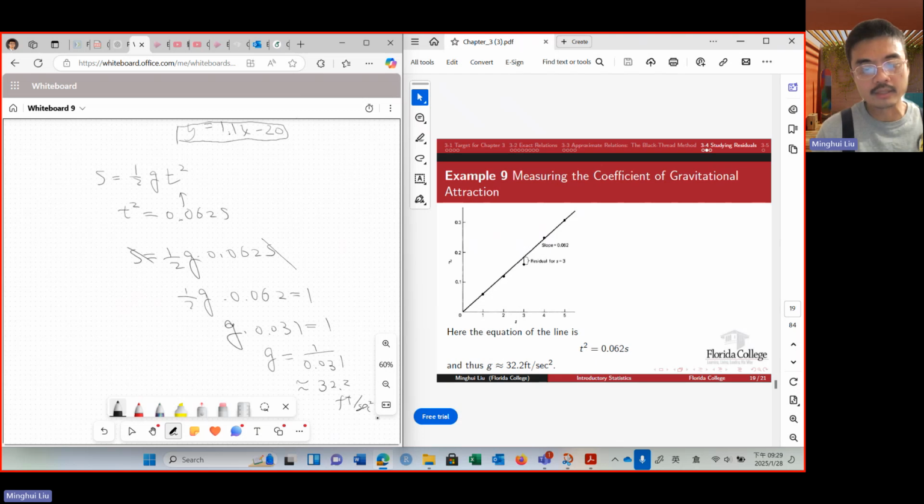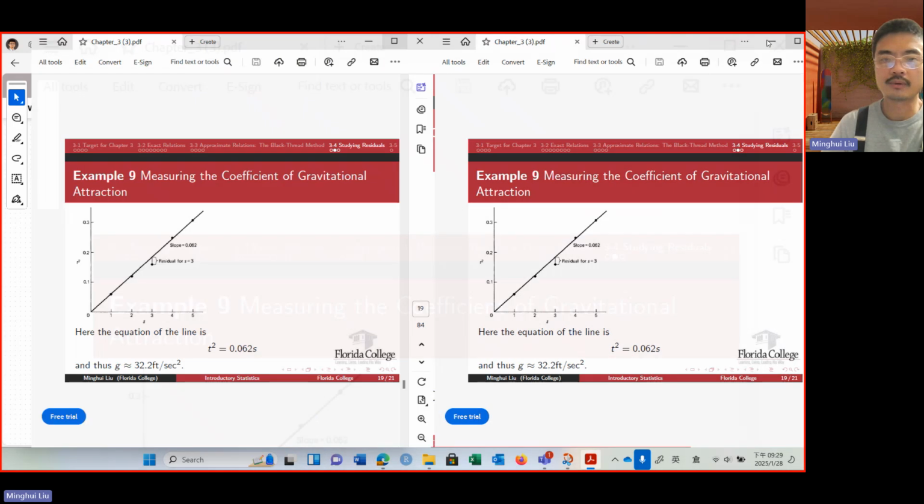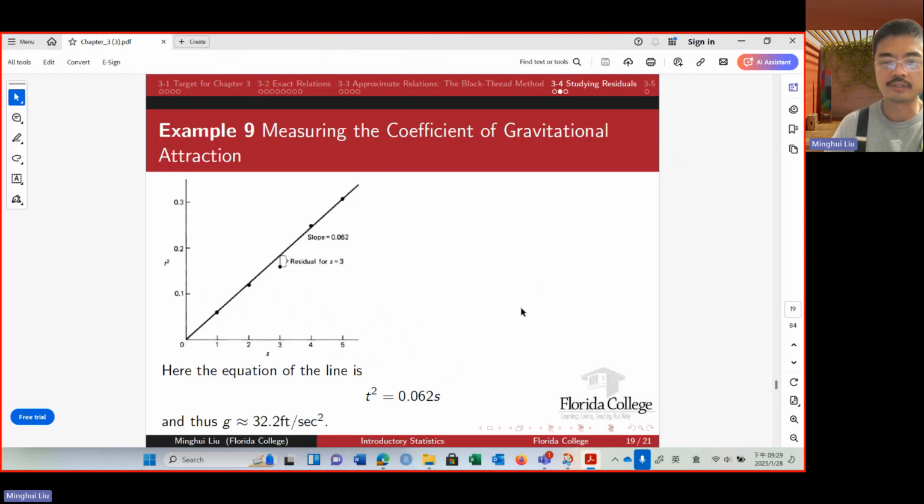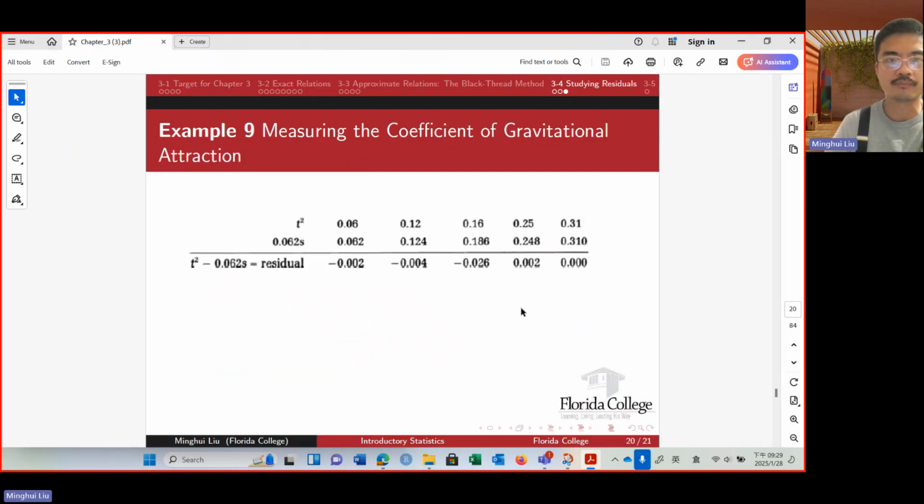Of course, keep in mind that this is only an approximation. If you ask a different person to do this experiment, he or she might get a slightly different value, or even if the same person does it over time, you may get something slightly different. However, this is a more reliable way of calculating the value of g, and this is again an approximation.